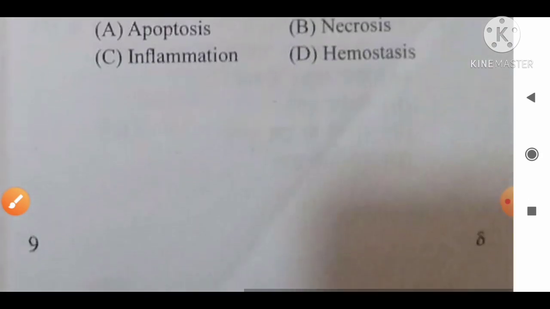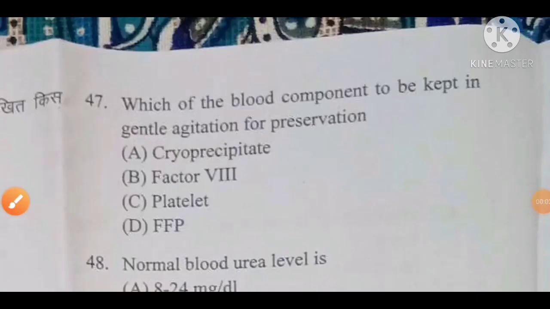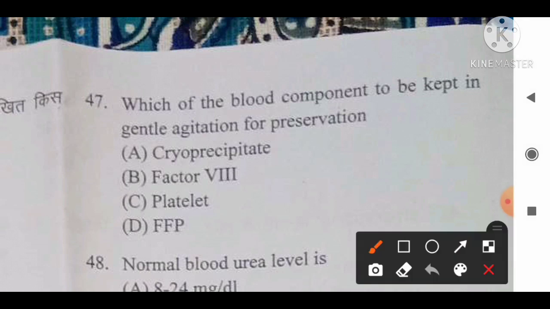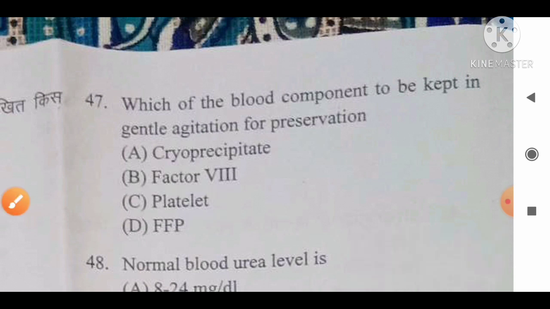Move to the next question, number 47. Which of the blood component to be kept in gentle agitation for preservation? And the options are A cryoprecipitate, B factor 8, C platelet, D FFP, that is fresh frozen plasma. And the fact available regarding this question, it is in blood bank platelets are stored in large flat bags with high surface to volume ratio and on agitators to facilitate oxygen diffusion. So from the given information, we can say it is option C platelet is the blood component that is to be kept in the gentle agitation for preservation. So option C will be the correct answer for this question.